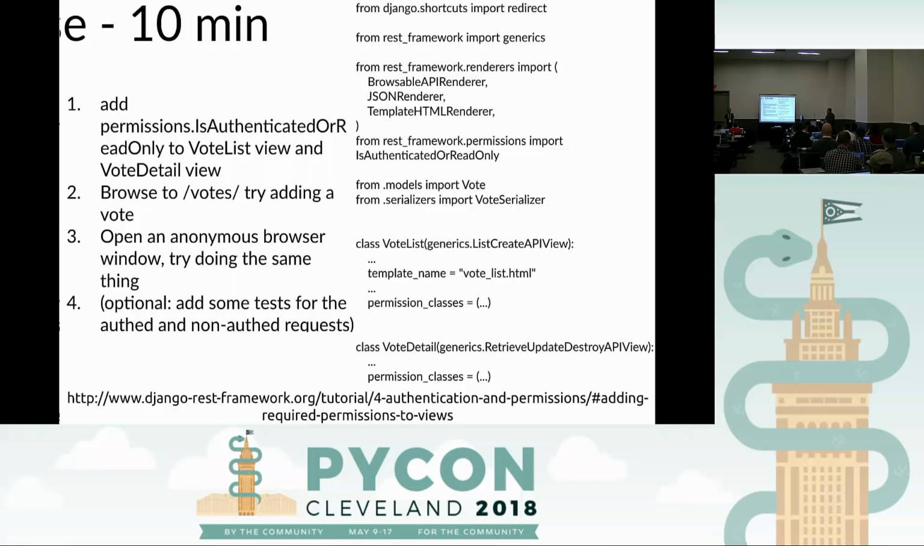One way to test this is to open an anonymous browser in Chrome or Firefox, browse to that endpoint, and try adding a vote. You can use the browsable API renderer by going to the question with format equals API, and that permission will still apply to the browsable API renderer.